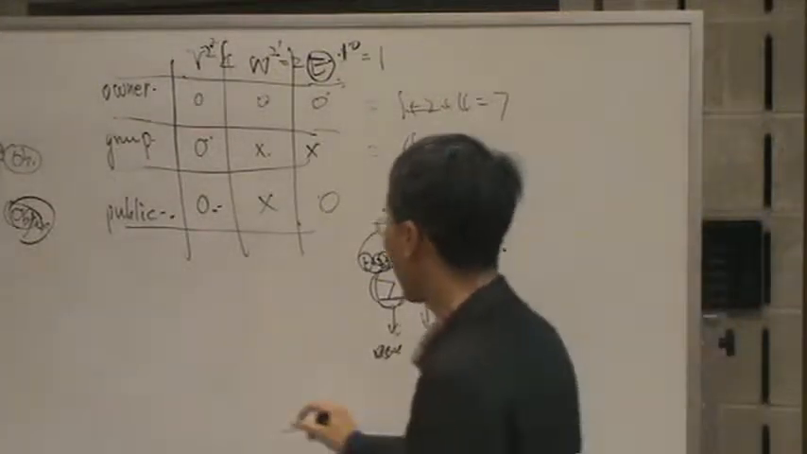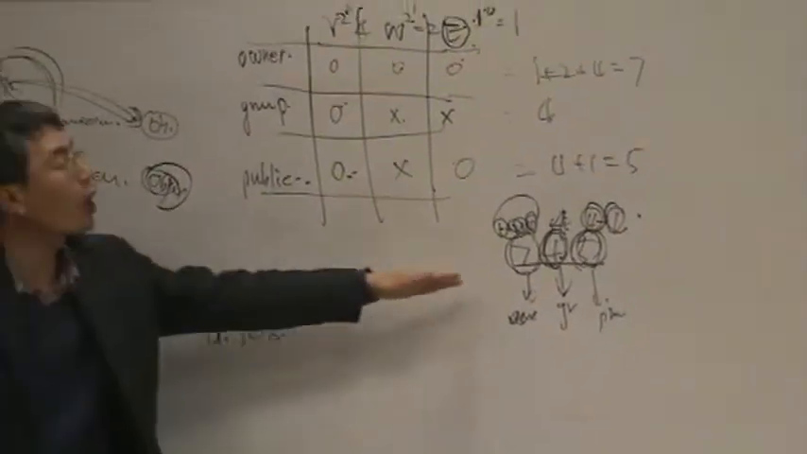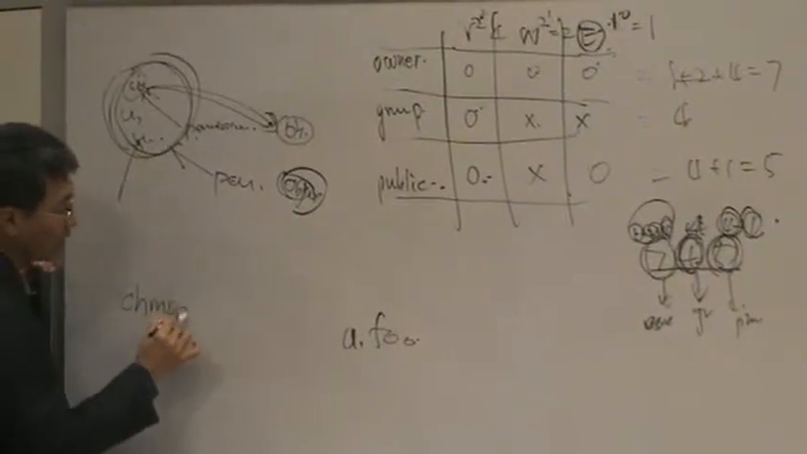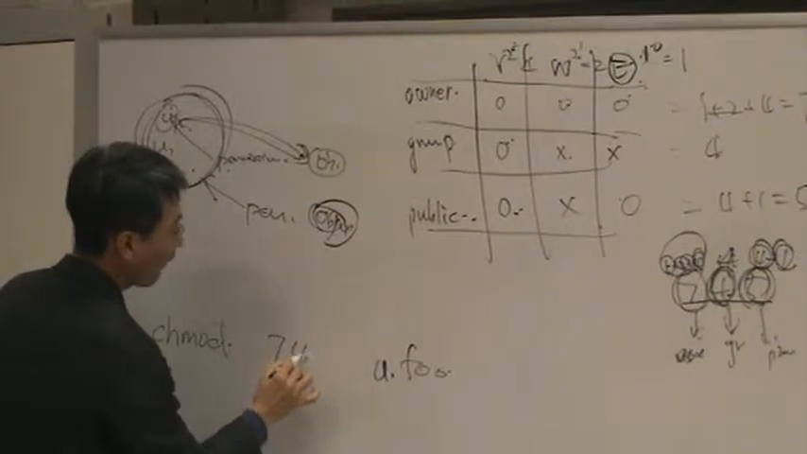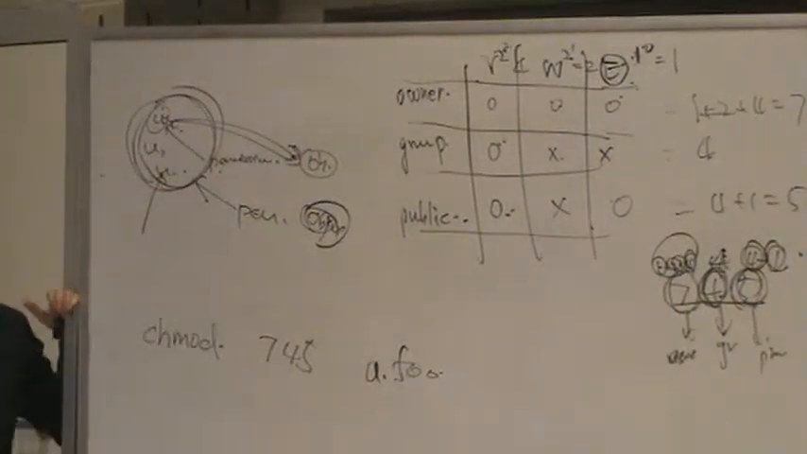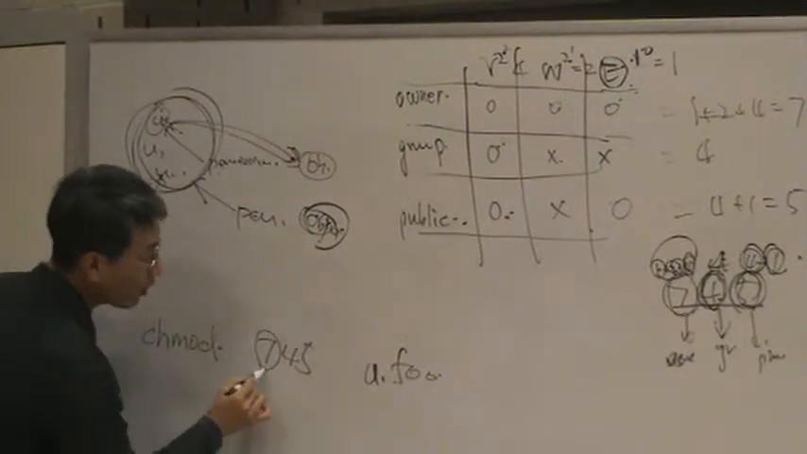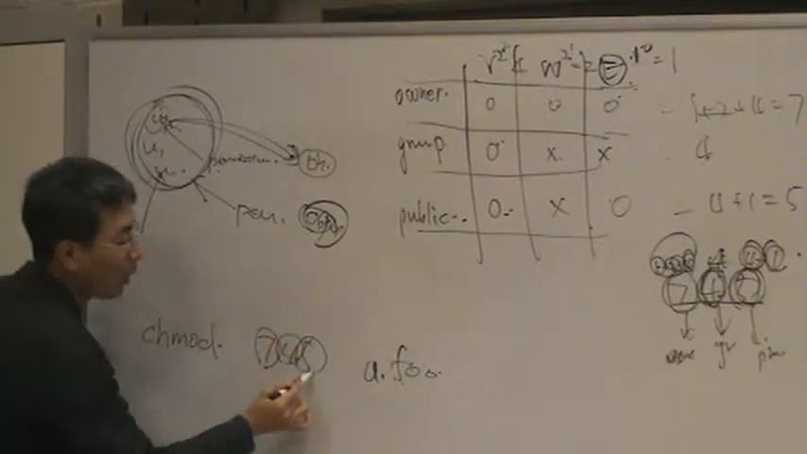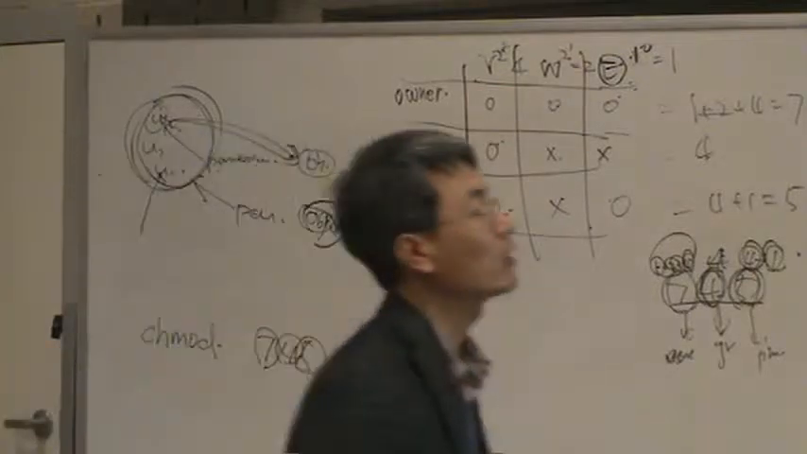If you have a specific file, a.full file, in your directory, you can specify the permission using the chmod command. Chmod, for example, 7, 4, 5, and a.full file. That means the owner has all permissions, the group has only read permission, and the public has read and execution. So this is the change mode command.